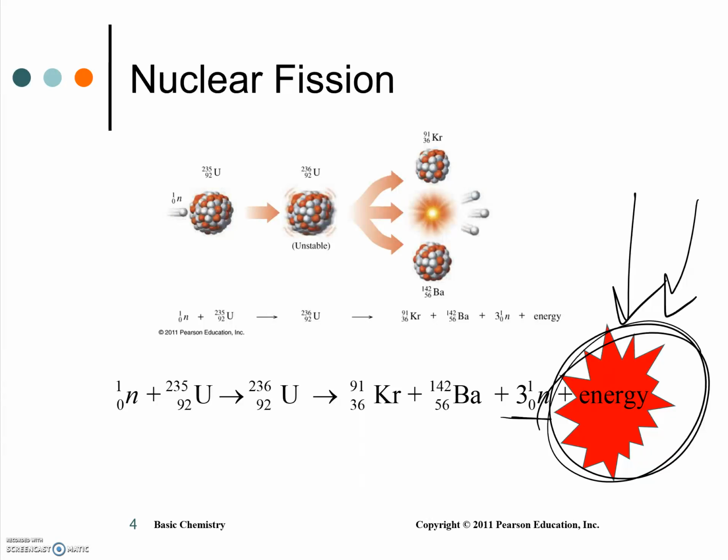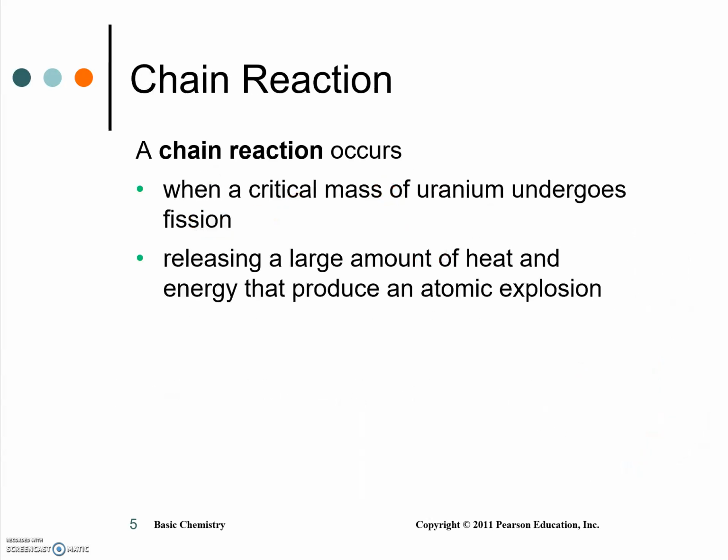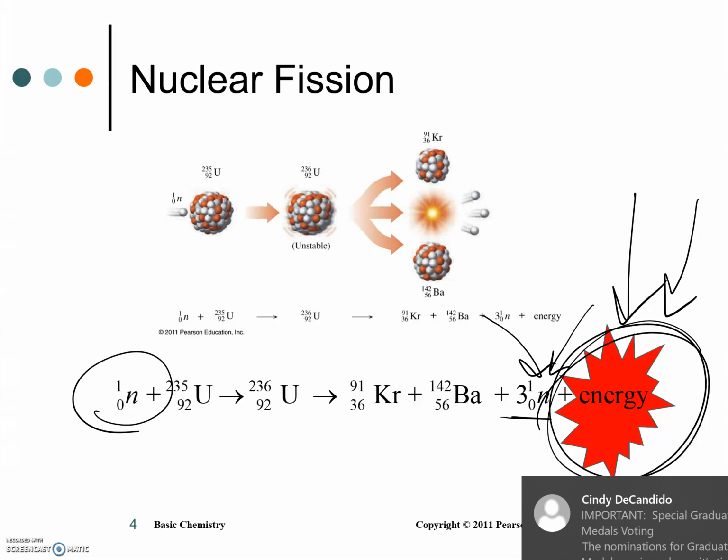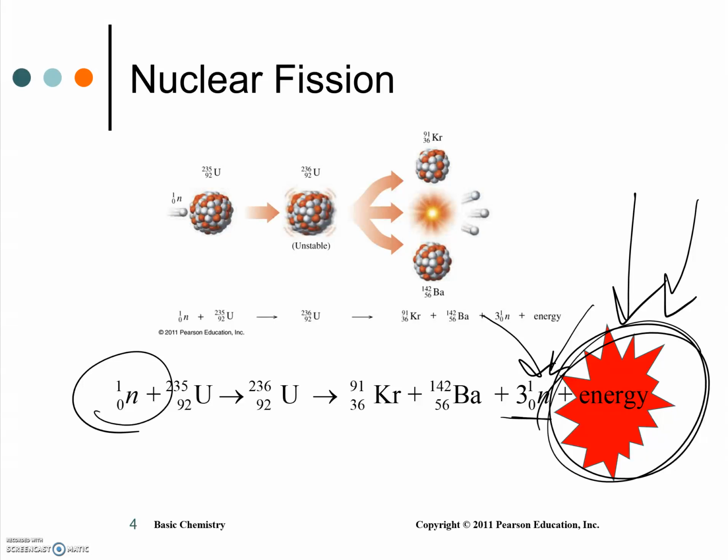We get out so much energy from this reaction, and we can actually cause it to happen over and over again, and this is called a chain reaction. And this is essentially when a critical mass of uranium undergoes fission, and whenever it undergoes fission, if you take a look back, it's releasing lots and lots of neutrons, which is the same particle that started this entire process.